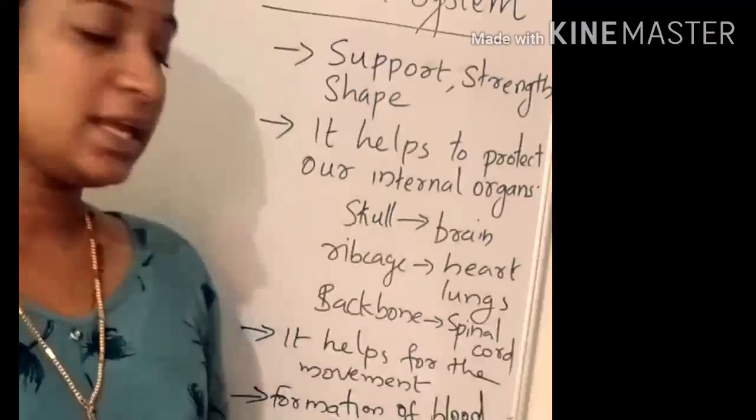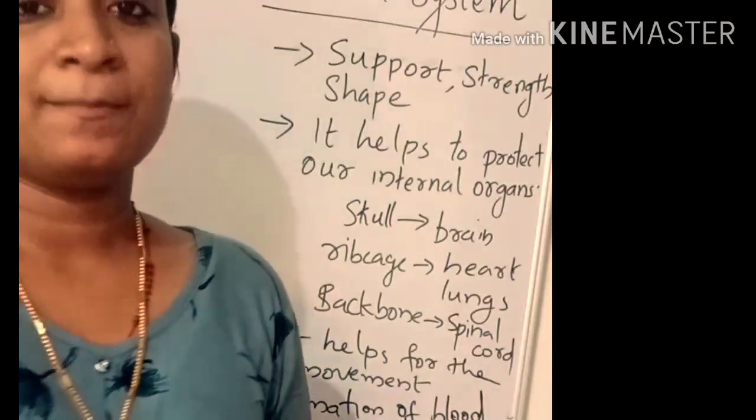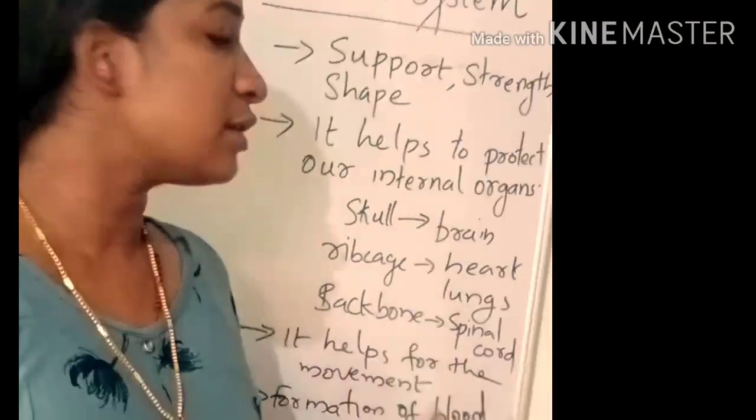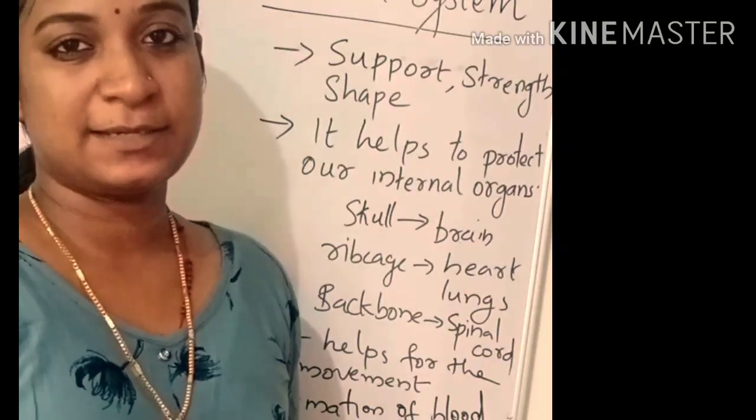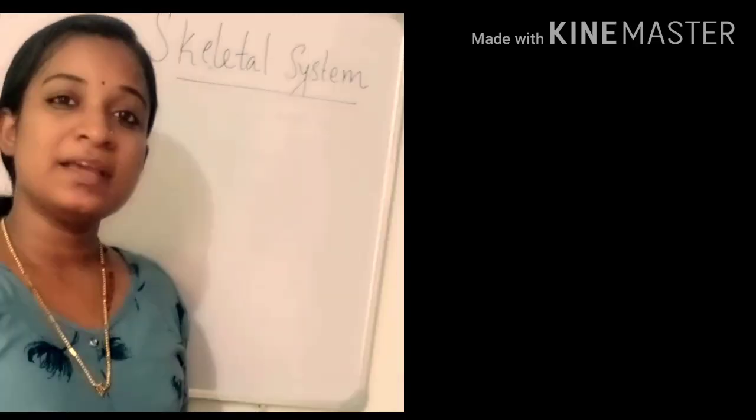Another function is that it helps for movement. And the last one is that it helps for the formation of blood cells. So these are the functions of the skeletal system. Let's discuss the parts of the skeletal system in detail.